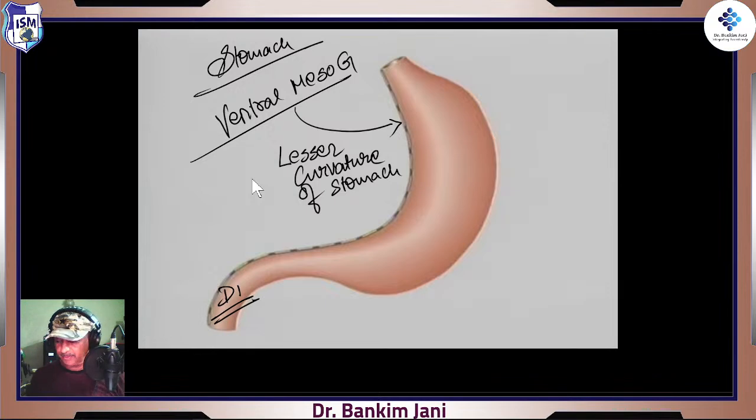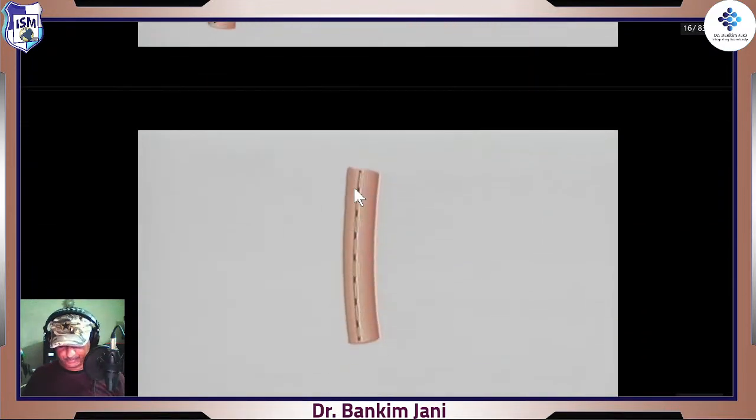So the important finding is this: the ventral mesogastrium becomes the lesser curvature of the stomach. That's where it is attached, right? That's where it is attached. So this part should be completely clear, right? I'm putting a star because this is a very important point: the ventral mesogastrium arises from the lesser curvature of the stomach, right? Okay, moving further.